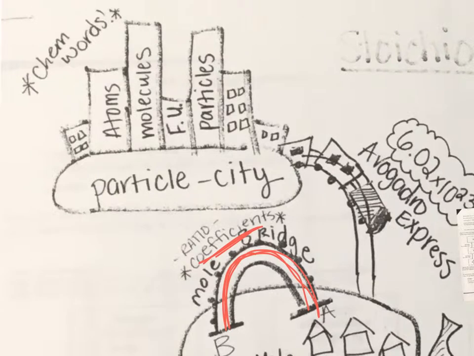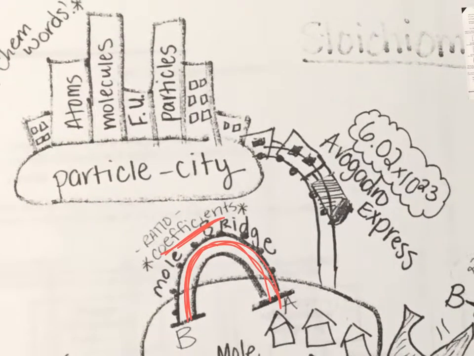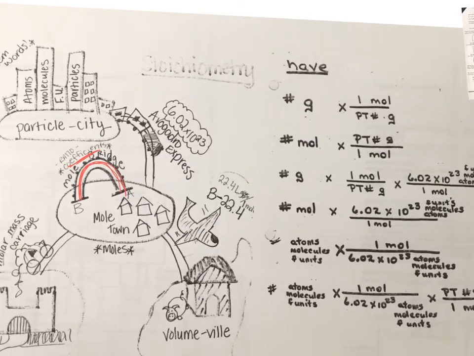Particle City is the one with Avogadro's number. Sorry, I know this is in the way, I'm just going to push them up there. Avogadro's number is our conversion to any of the chemistry words: atoms, molecules, formula units, particles. You guys have gotten a little experience with that one.